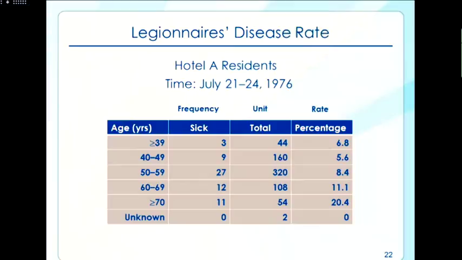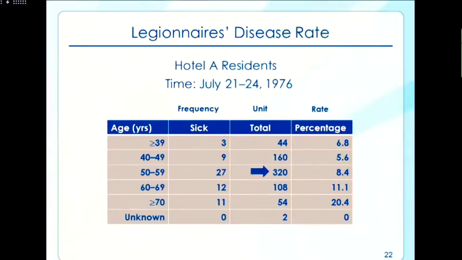So we can calculate the rate using the formula that we've already discussed for looking at each age group and the rate at which they became ill after staying at or attending a meeting at Hotel A during the convention. And the rates themselves are shown in the column to the far right. So looking at this table, which age group had the largest number of conventioneers that became ill?